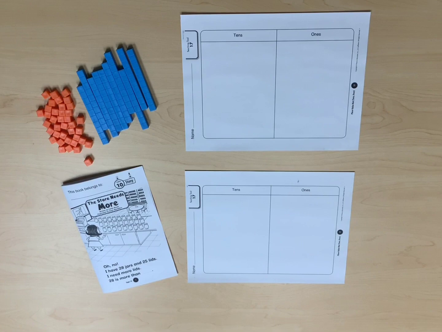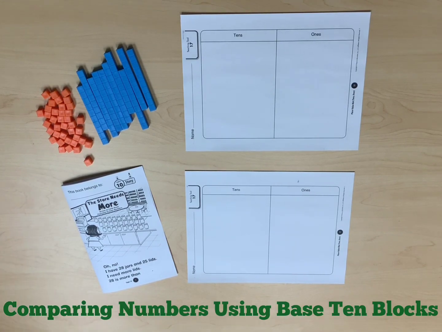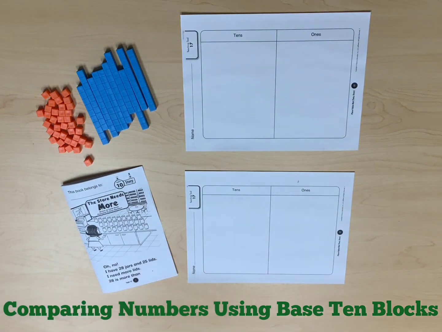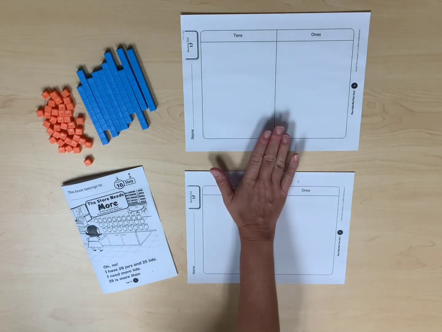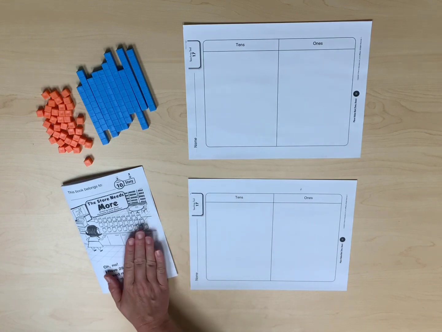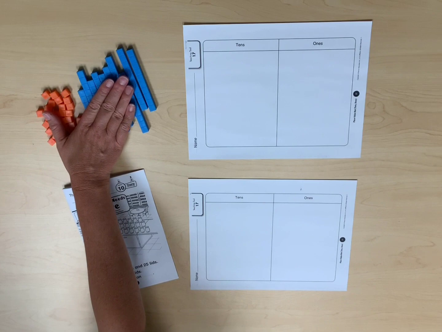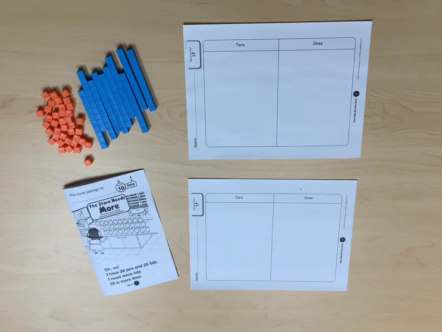This is the comparing quantities using base 10 blocks activity. The activity will be targeting 1.2E, use place value to compare whole numbers using comparative language. For this activity, you'll need 2 place value charts. You'll need the Topic 10 interactive math story, The Store Needs More, and you'll need some base 10 blocks. As the story is read, stop after each page, allowing students to compose the 2 quantities that are to be compared using base 10 blocks and place value charts.